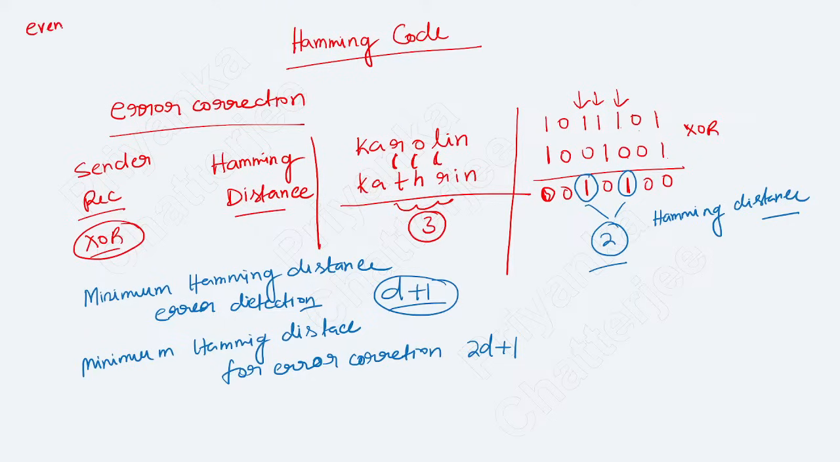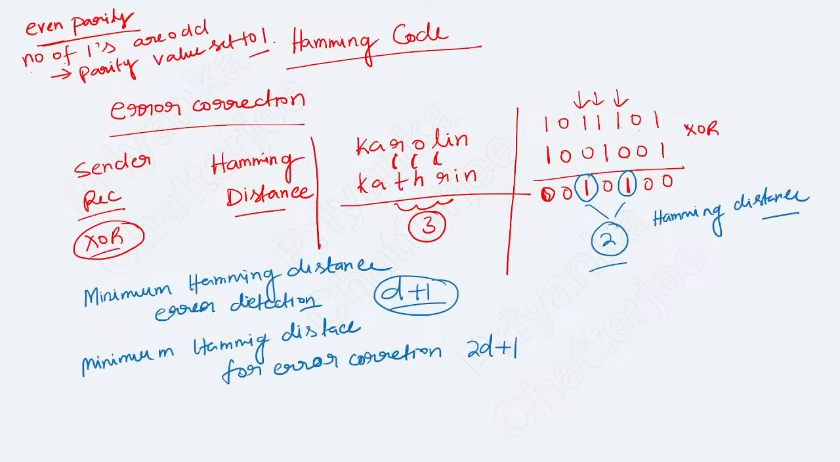For even parity, if the number of ones are odd, then the parity value is set to 1. Otherwise 0. Whenever you are working with even parity, if the number of ones are odd, then set to 1.